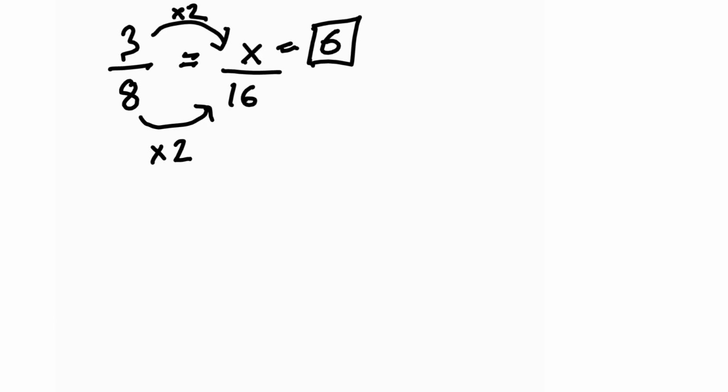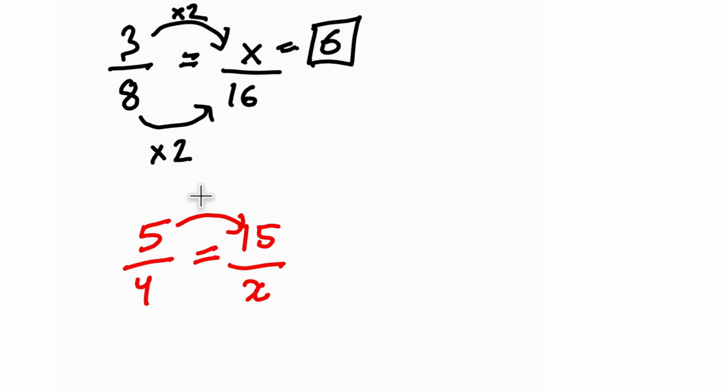Let's try another problem. What is 5 over 4? It doesn't have to be just proper fractions. Equal to, let's try the other way around, 15 over x. Okay, now that x is in the bottom, we have to find 5 times what is equal to 15. 5 times 3 is equal to 15. So we do the same thing on the bottom. What's 4 times 3? Well, x equals 12. So 5 over 4 is equal to 15 over 12.